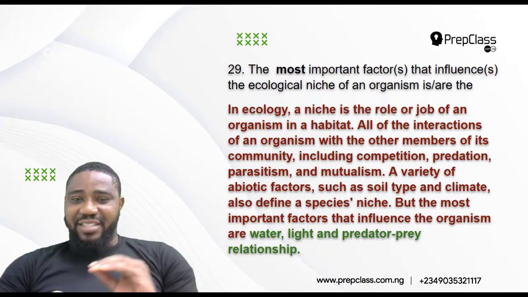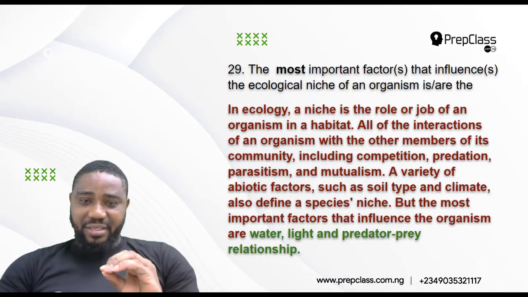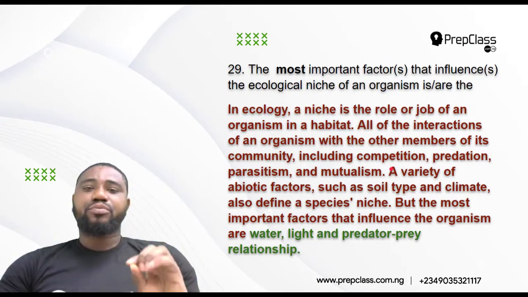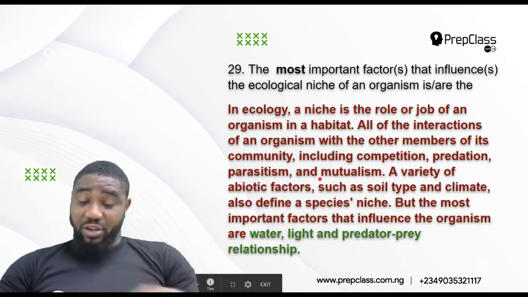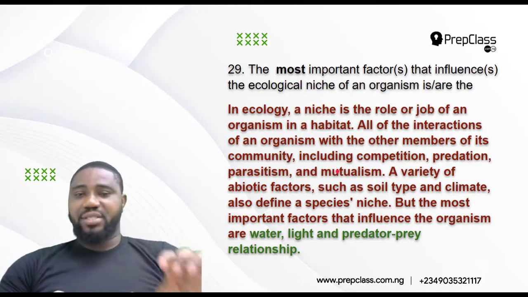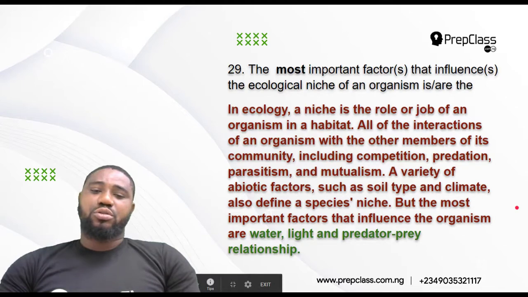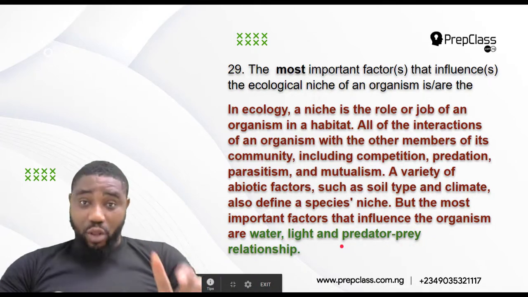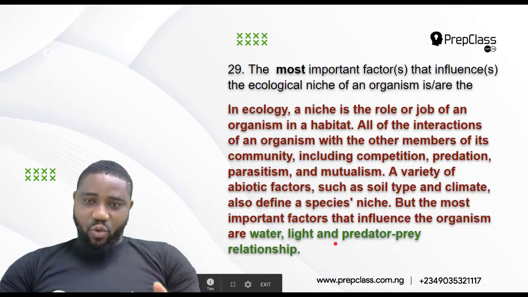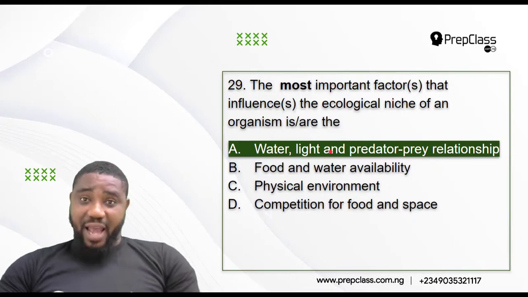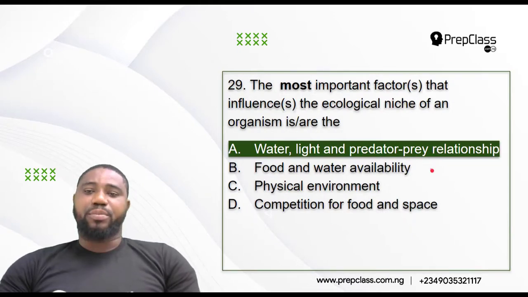So now, everything that affects the organism in that particular place where it is found, in that habitat, and what it does there, makes the ecological niche. And the most important of these factors that influence an organism is water, light, and predator-prey relationship. Water, light, what it feeds on and what feeds on it. So the best answer is water, light, and predator-prey relationship.